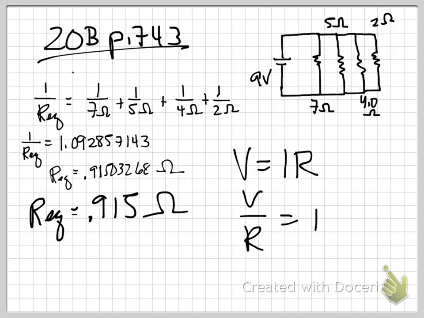9 divided by our answer. So we get 9.8357, etc. amps is our current. Notice that this is much more amperage, so we have much lower resistance. So we have a lot more current flowing through the circuit than we did in the last one because we've got a lot less resistance, sorry.